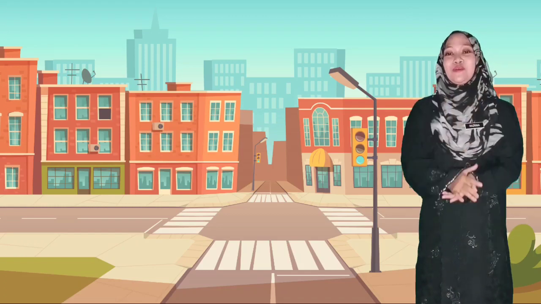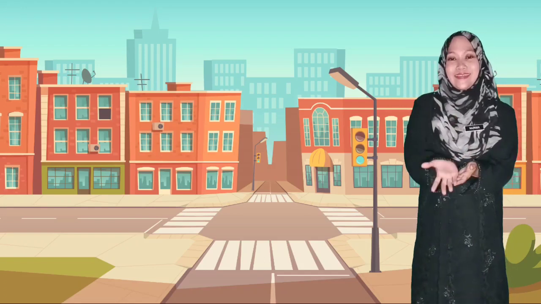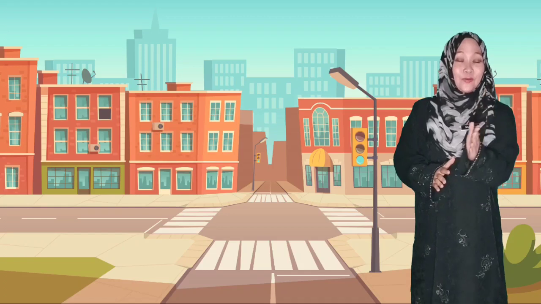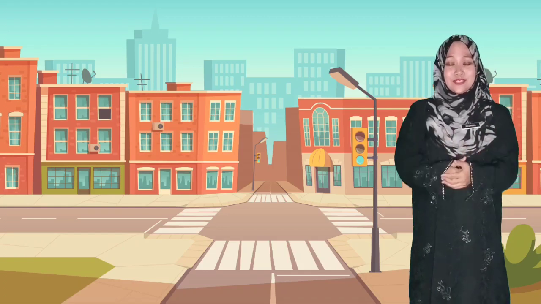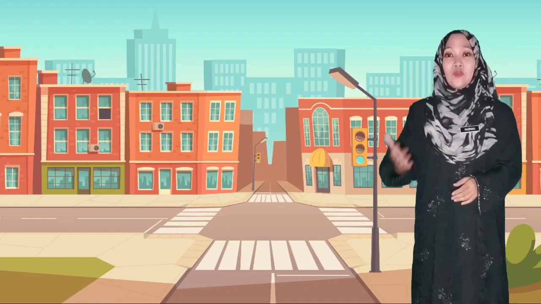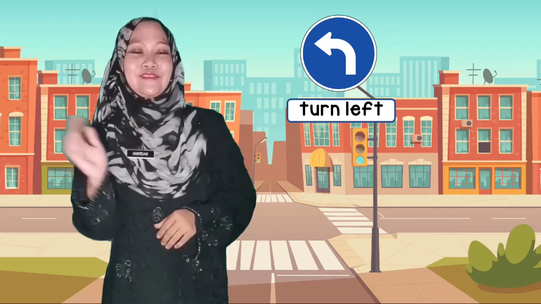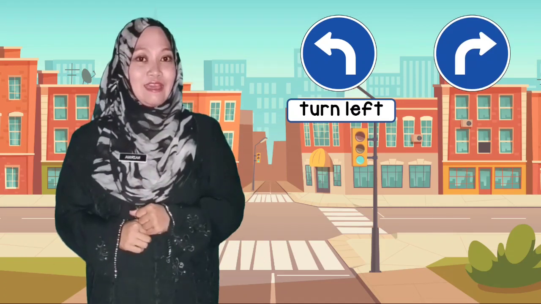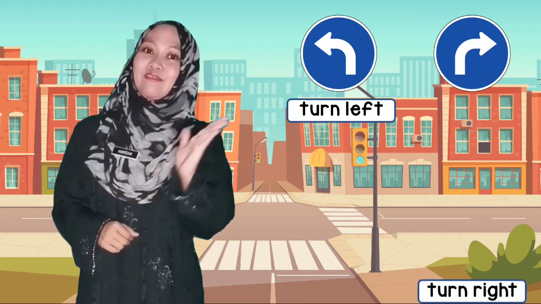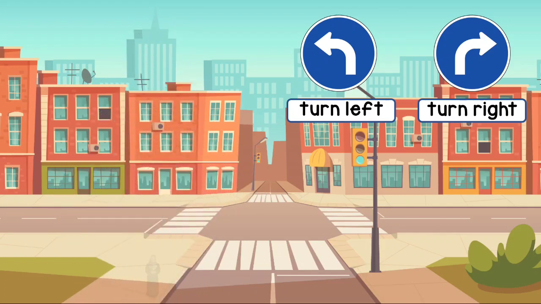I would like to remind you once again that in this lesson, you are going to make a road sign or a street sign. So, before you choose which road sign or street sign you want to make, let us look at the street sign once again. We have an arrow showing to the left. This is turn left. We also have an arrow showing to the right. It means turn right.